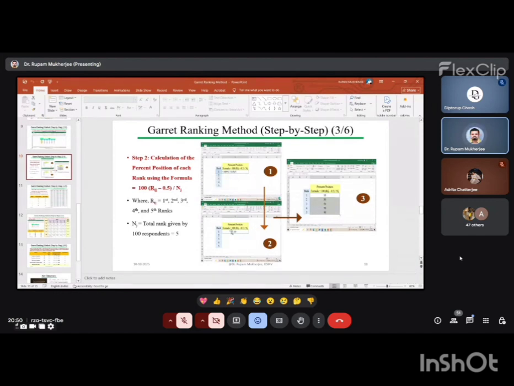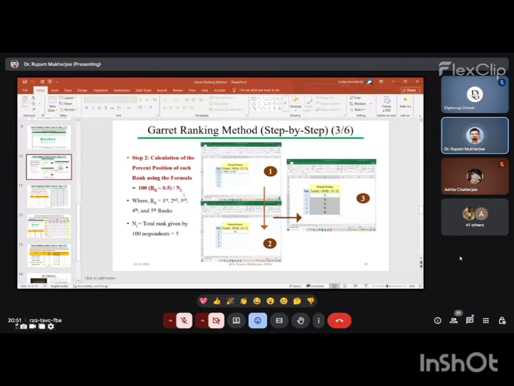Actually, what you can do is, if you get one value, and at the edge of this box you drag it down, then obviously the other values will come into the picture. So first will be 10, second will be 30, third will be 50. Take the third one also. If you want to calculate the third, fourth or fifth one, using this particular formula you will get the corresponding percent positions. The formula that I am using is 100 into Rij minus 0.5 whole divided by Nj.